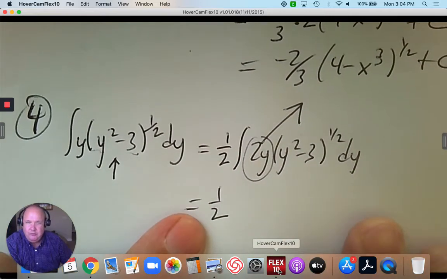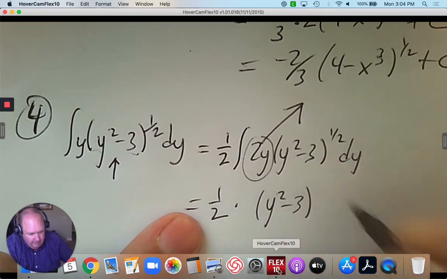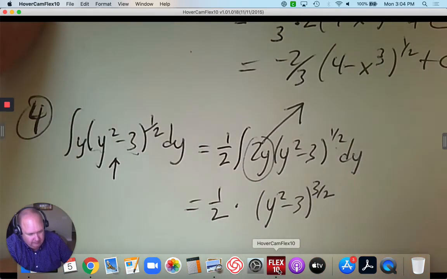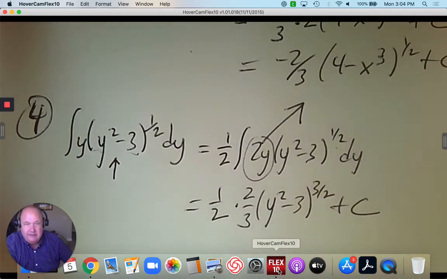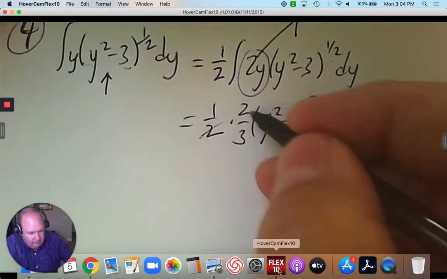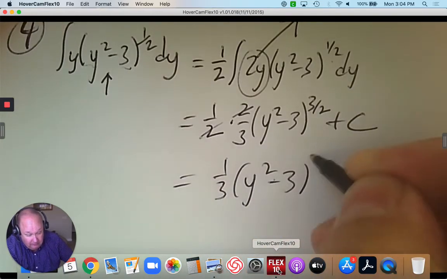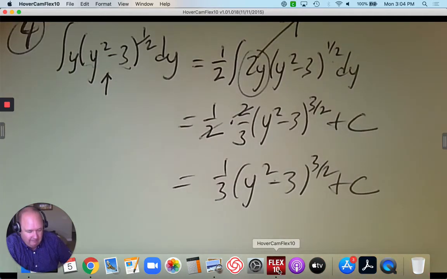And the answer starts with 1/2. I add 1 to the exponent, so it's 3/2. And then divide or times the reciprocal. Don't forget the constant. Yes, the 2's divide out, so yes, you could write it as 1/3 if you wanted to, but you don't have to. And it's done. Number 5.